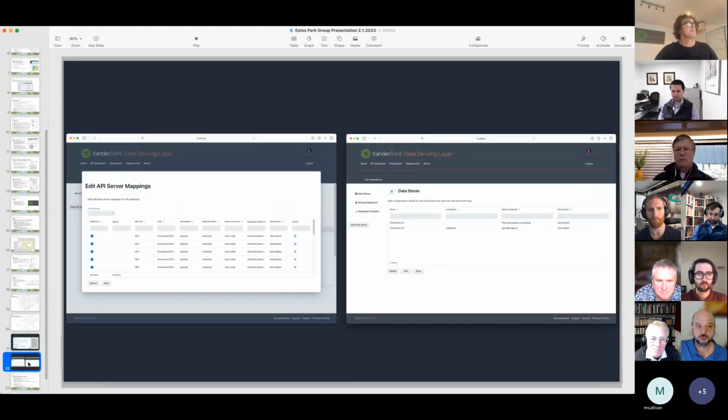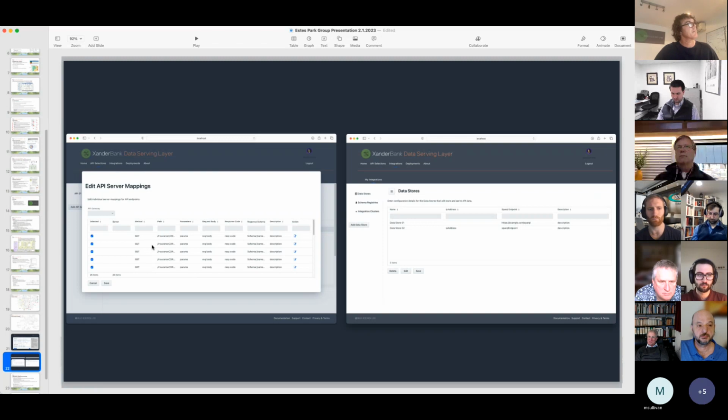We also have a generic horizontal product, which is a data serving layer. So this is a mocked up client. And this is the tool that allows you to, for example, if you're working in banking, load the Semantic banking definitions and start generating APIs for them.